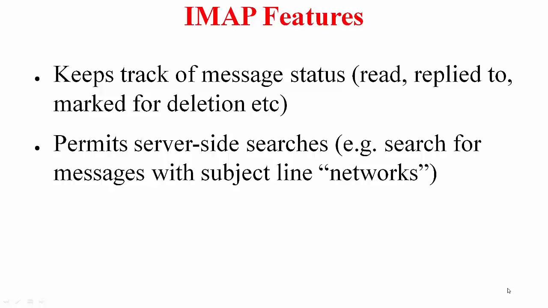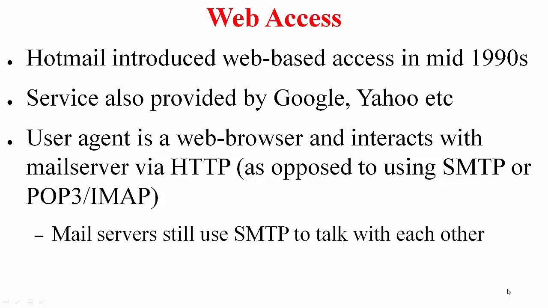I unfortunately can't show a demo of IMAP because it employs security features, so whatever is sent is encrypted. But I encourage you to collect a trace and see how the message exchange happens between the client and the mail server. There is yet another way in which you can access email, which is via the web. Hotmail was the first web-based access, introduced in the mid-1990s, and this became extremely popular so that many other companies also started to provide this service. For example, now we have the services provided by Google, Yahoo, and so on.